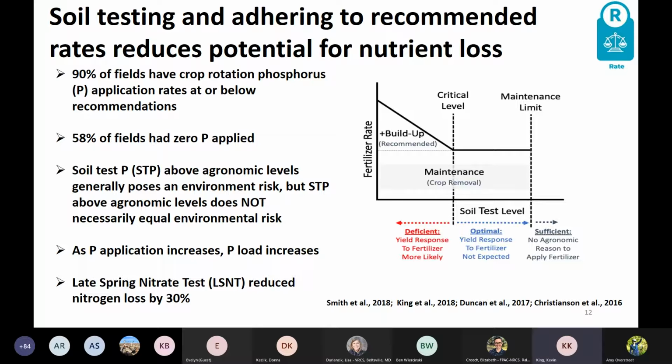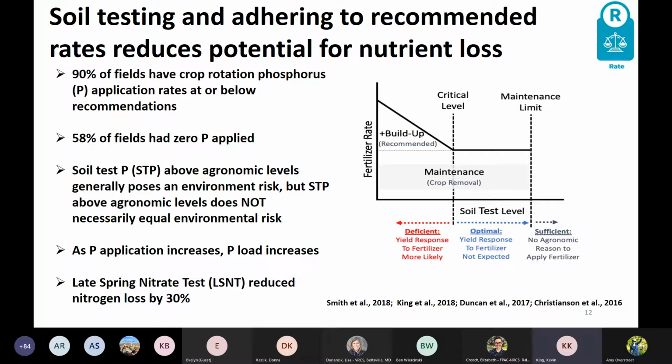The middle zone is the maintenance level. Here, we would not expect to see a crop response to added fertilizer. Finally, the final zone is when we have soil test levels that exceed the maintenance limit. If soil test phosphorus concentrations are in this level, there is no need to apply fertilizer.